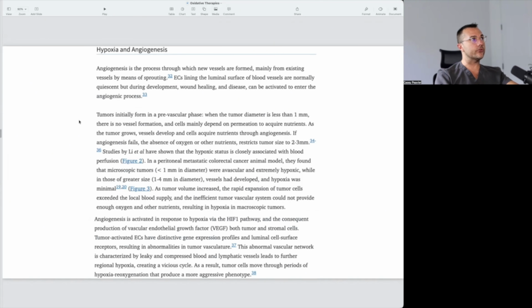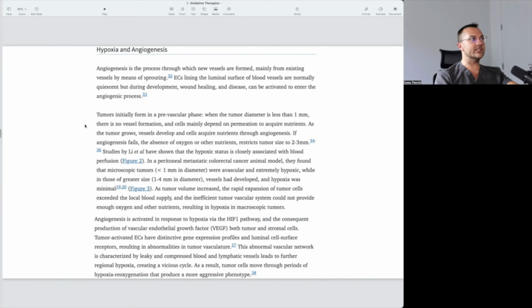Angiogenesis is the process through which new vessels are formed, mainly from existing vessels by means of sprouting. ECs lining the luminal surface of blood vessels are normally quiescent, but during development, wound healing, and disease, they can be activated to enter the angiogenic process. Tumors initially form in a pre-vascular phase when the tumor diameter is less than 1 millimeter. There is no vessel formation, and the cells mainly depend on permeation to acquire nutrients. As the tumor grows, vessels develop and cells acquire nutrients through angiogenesis.